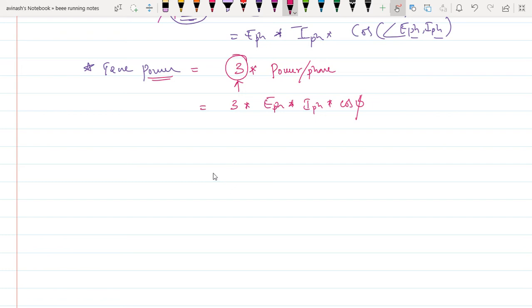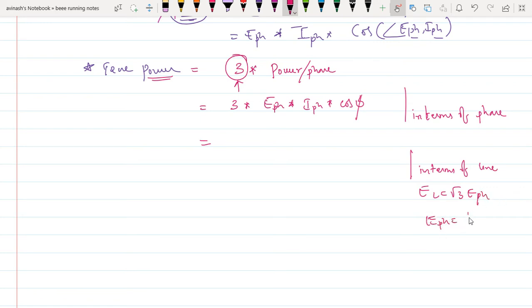True power. If you want to find it in terms of line instead of phase voltage, in terms of line means, what is line voltage in case of star? Root 3 times phase voltage, no? Then phase voltage can also be represented by line voltage divided by root 3. Am I correct?